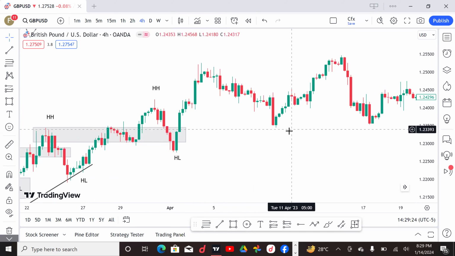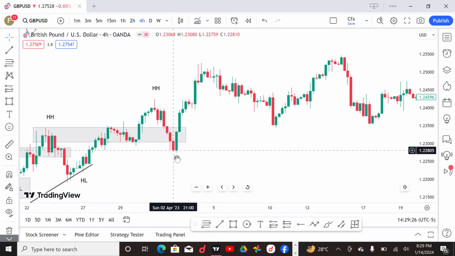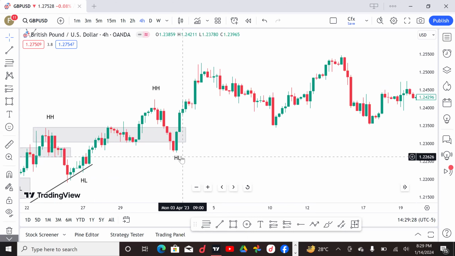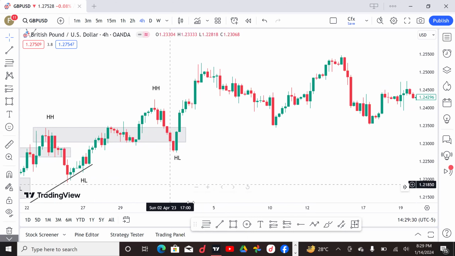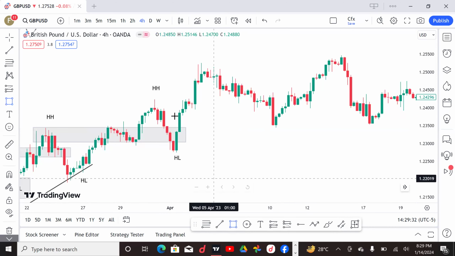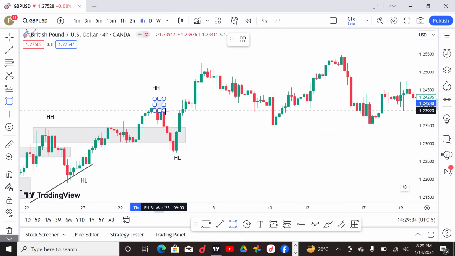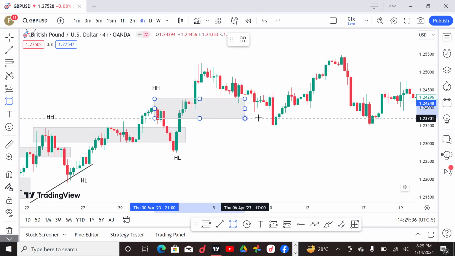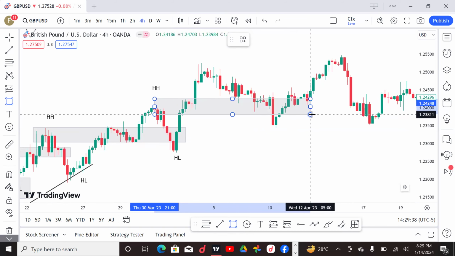So what happened is we violated it. We came down from here. After coming down, we gave ourselves a new high from this our pin doji candle, marking it, taking it all the way.